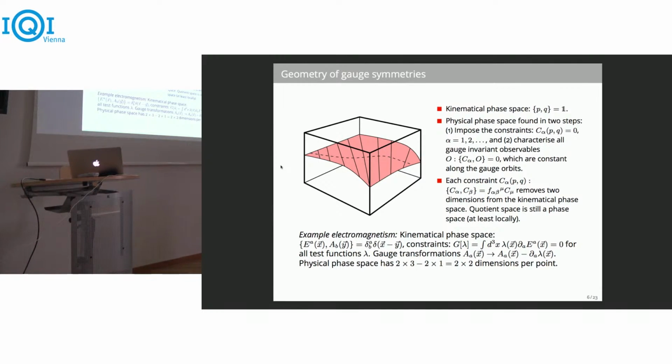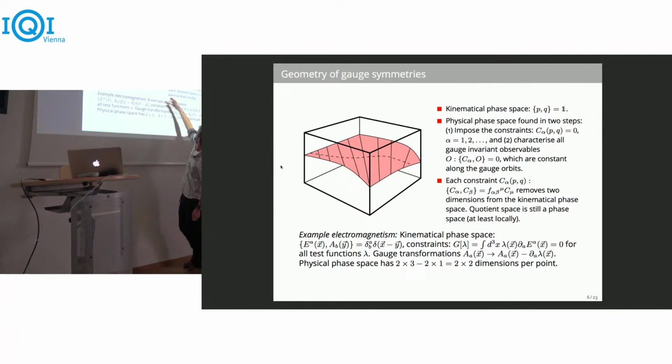The simplest example for a field theory that is a gauge theory is, of course, electromagnetism, where the kinematical phase space consists of the vector potential and the electric field itself, which are canonically conjugate in this kinematical sense. But the physical phase space is obtained by imposing the gauge condition, which says that the electric field is divergence-free. This is just Gauss's law. And these orbits are the gauge transformations of the vector potential.